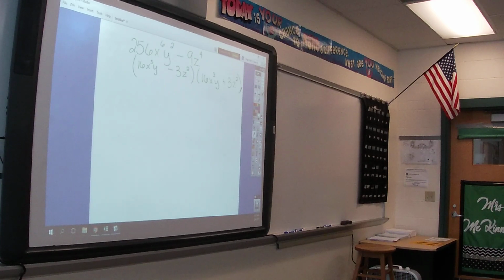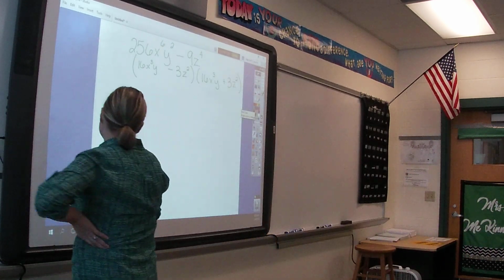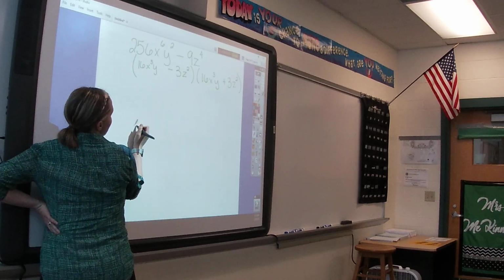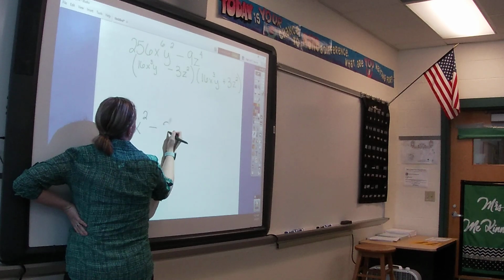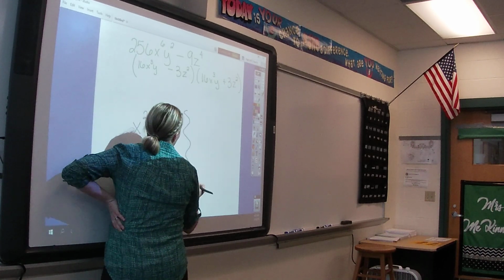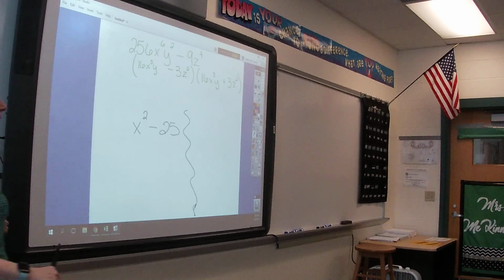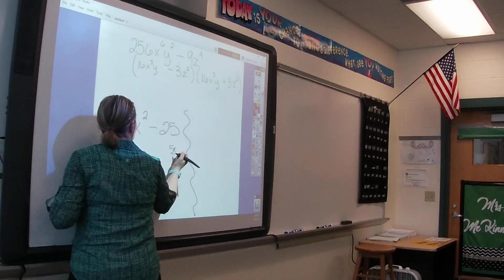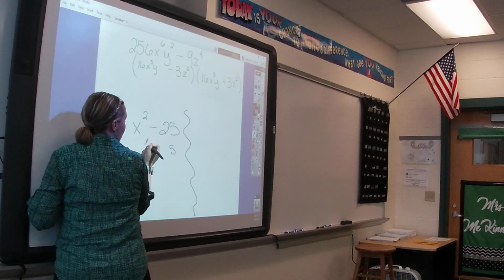Now, I do want to make sure we're okay with this, because this is what gets students all the time. Is x squared minus 25 a special case? Yes. What number times itself is 25? 5. Half of the exponent: 1. x to the first, right?